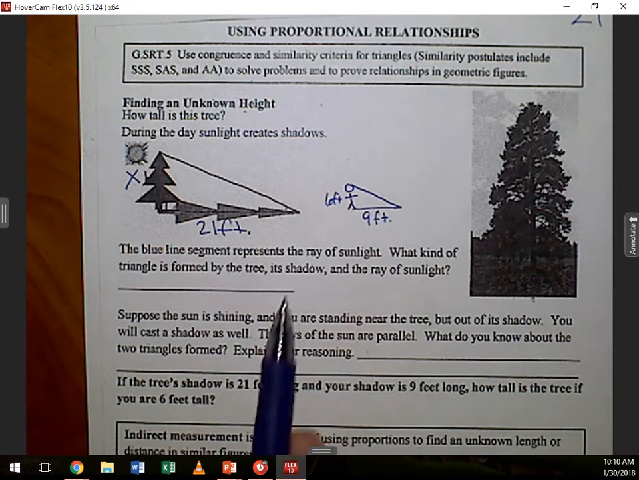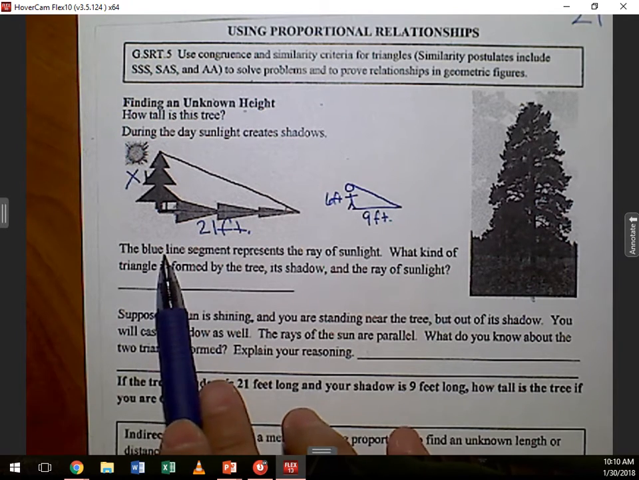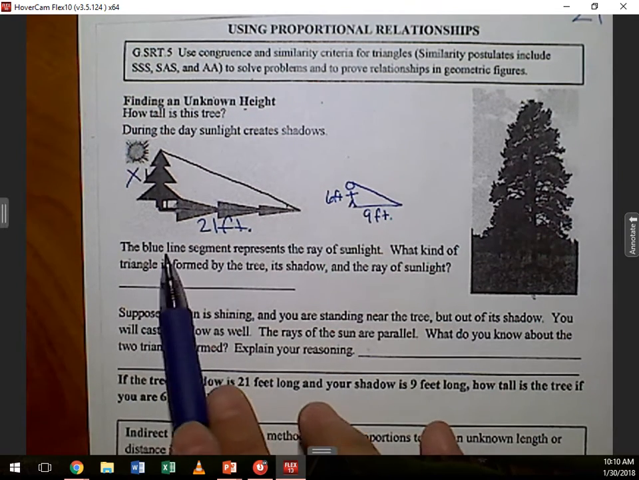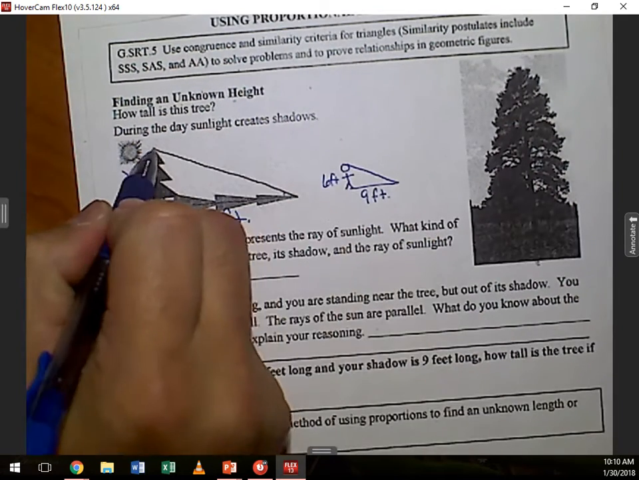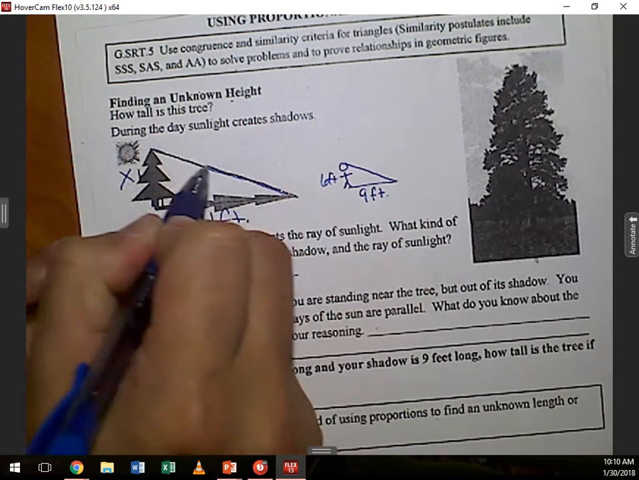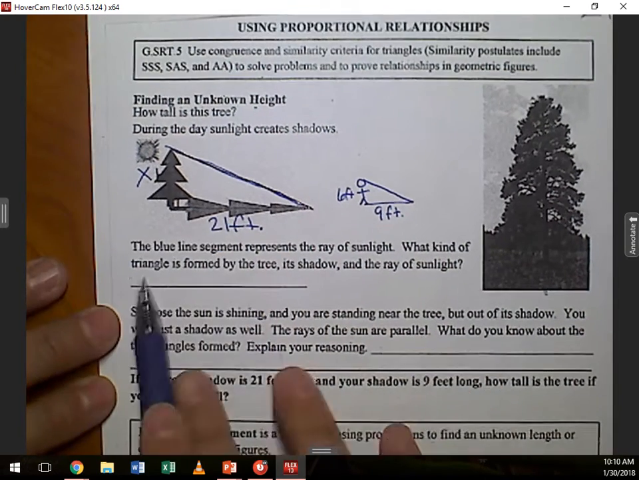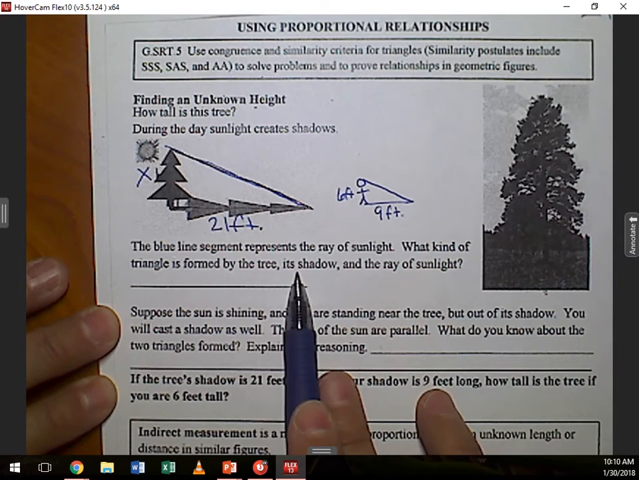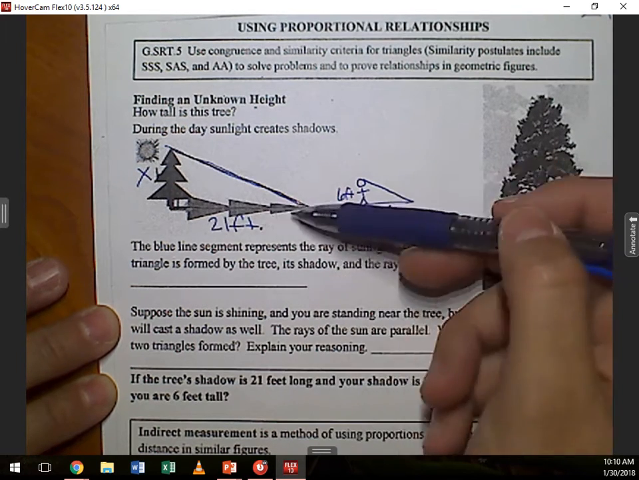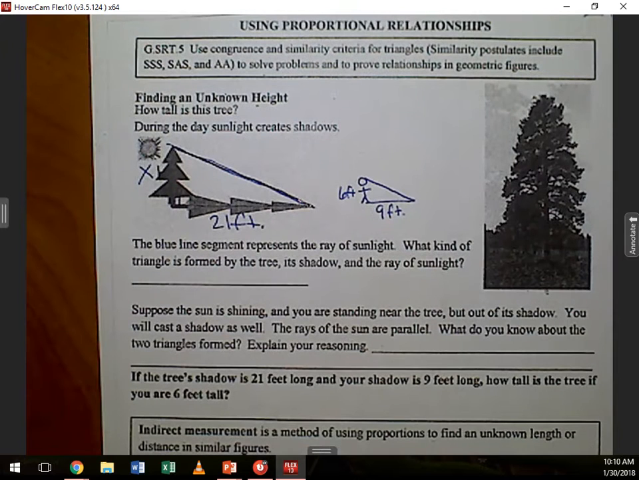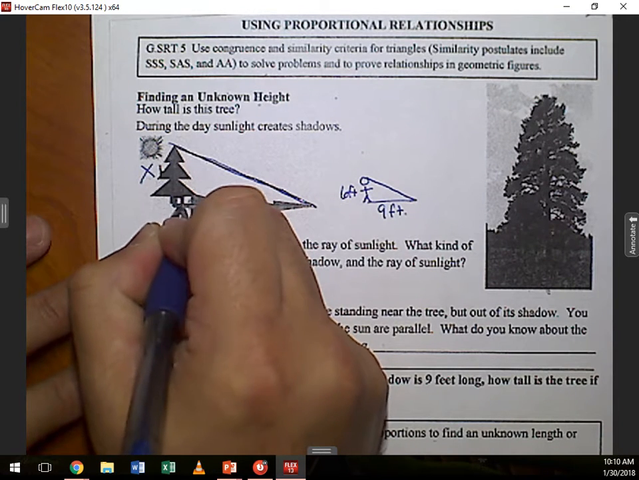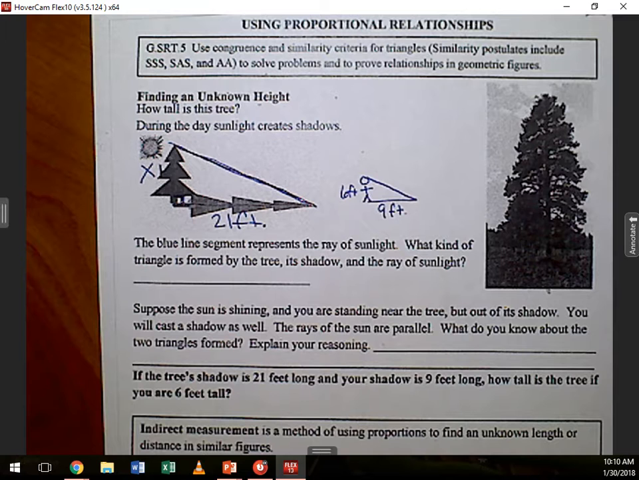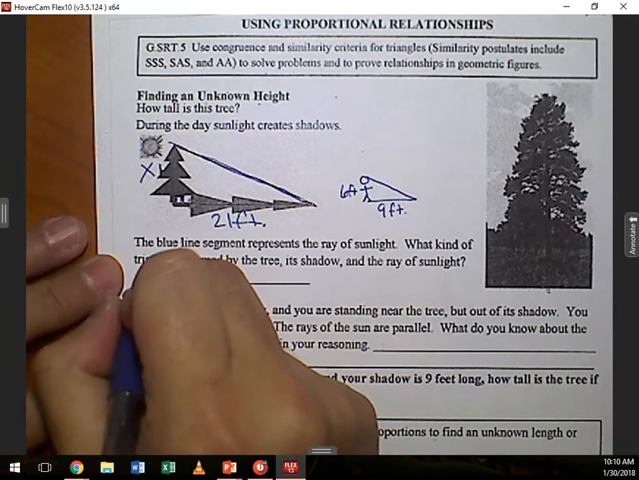So from this one right here, I don't have color here, so it makes it even worse. The blue line segment represents the ray of sunlight, this thing right here. What kind of triangle is formed by the tree, the shadow, and the ray of sunlight? Right, very good. Whenever we're dealing with a shadow problem, we're always dealing with a right triangle. I can draw a little box in here to indicate that it's a right triangle.